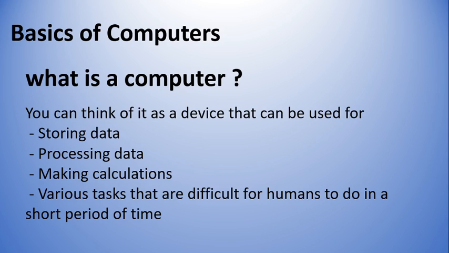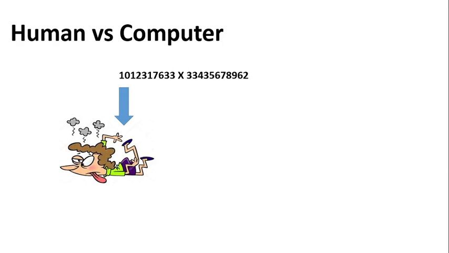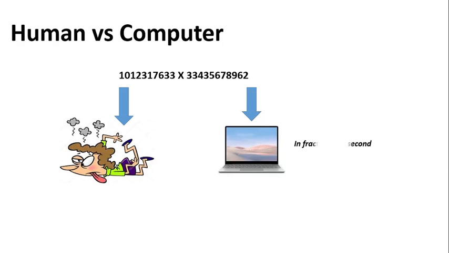Making calculations: if you want to do arithmetic operations like addition, subtraction, and all those things, you can do it on your computer. These are various tasks that are difficult for humans to do in a short period of time. If you want to multiply a 10-digit number by a 20-digit number, it will take a long time. Now, human versus computer. If you want to do a very big calculation, by the time a human does it, he will be exhausted. But a computer can do it in a fraction of a second and give the answer.